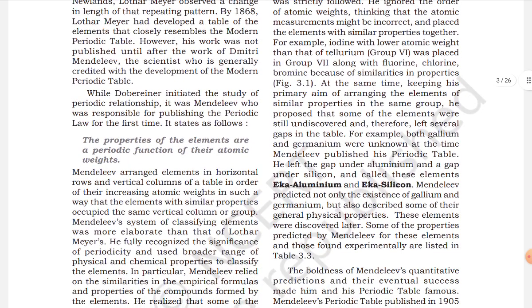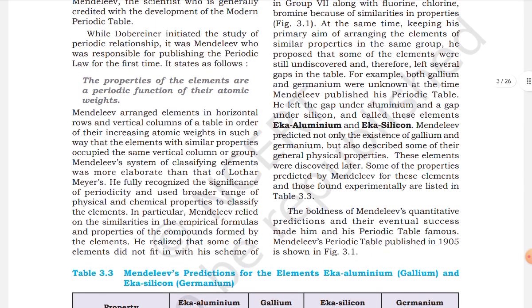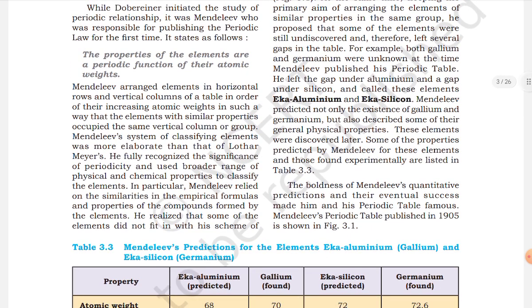At the same time, keeping his primary aim of arranging the elements of similar properties in the same group, he proposed that some of the elements were still undiscovered and therefore left several gaps in the table. For example, both gallium and germanium were unknown at the time Mendeleev published his periodic table. He left a gap under aluminum and a gap under silicon and called these elements eka-aluminum and eka-silicon. Mendeleev predicted not only the existence of gallium and germanium but also described some of their general physical properties. These elements were discovered later.